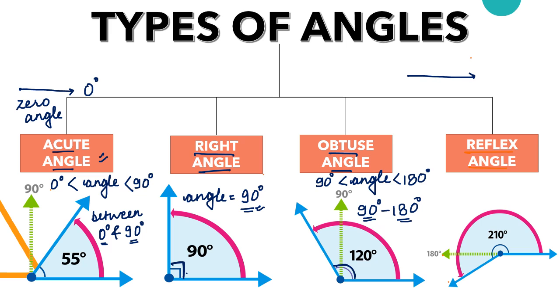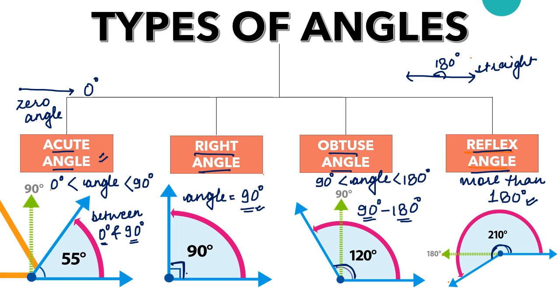Now a straight angle is of 180 degrees. So if the measure of any angle is more than 180 degrees, that angle is called a reflex angle. So a reflex angle measures more than 180 degrees.